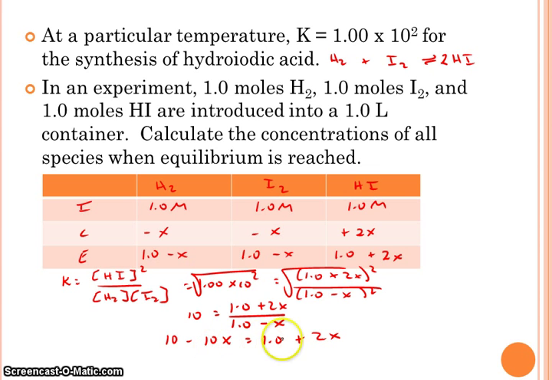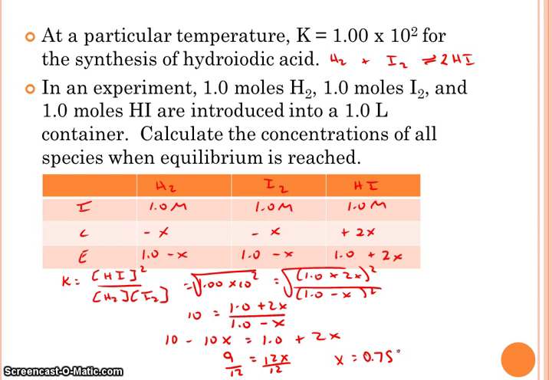We're going to add 10X to both sides of the equation, and that'll give us 12X. We're going to subtract 1.0 from both sides, and that's going to give us 9. We're going to divide both sides by 12, and we're going to solve for X. X is going to equal 0.75. But just because we solved for X doesn't mean we answered the question.